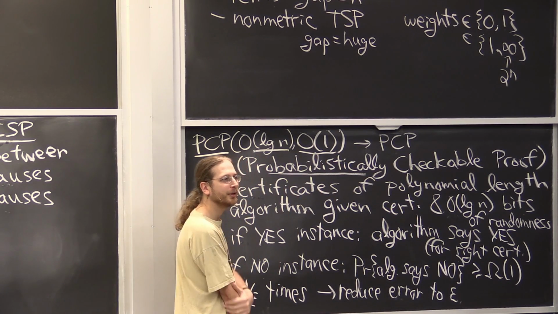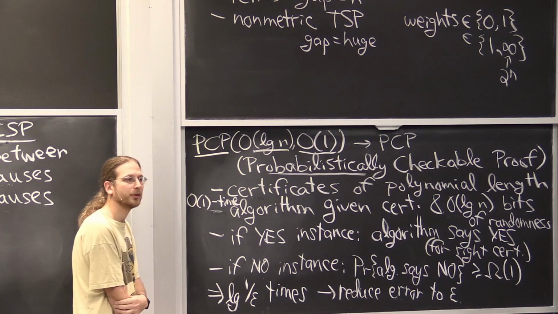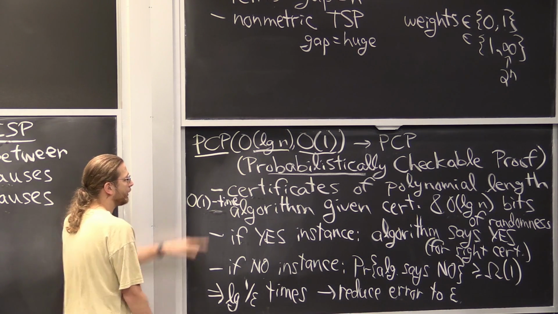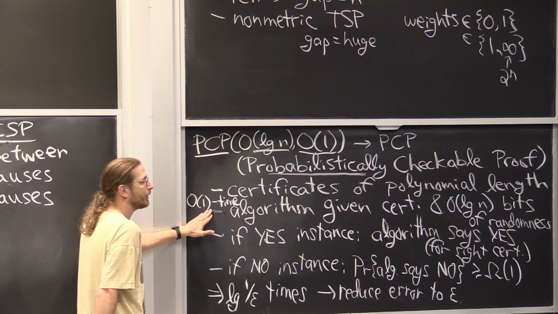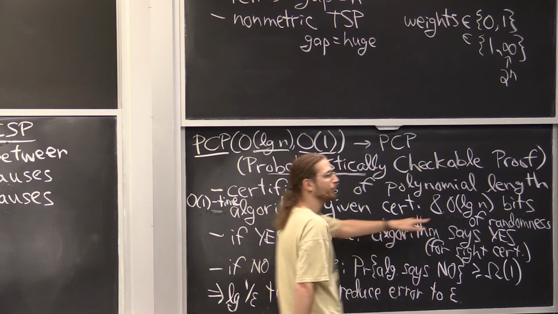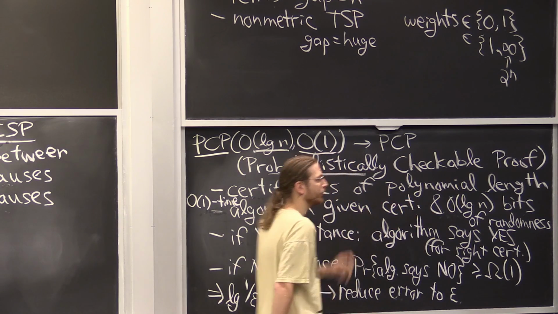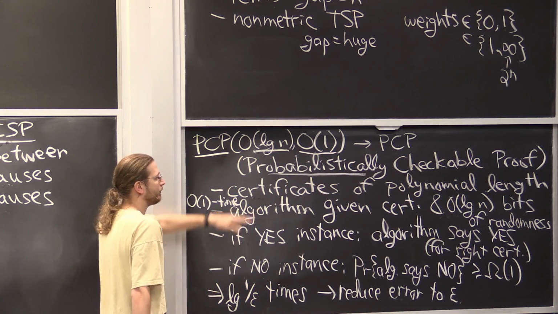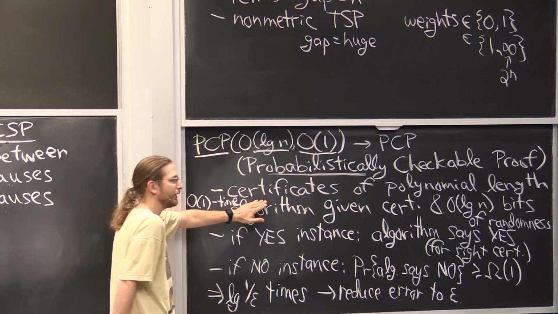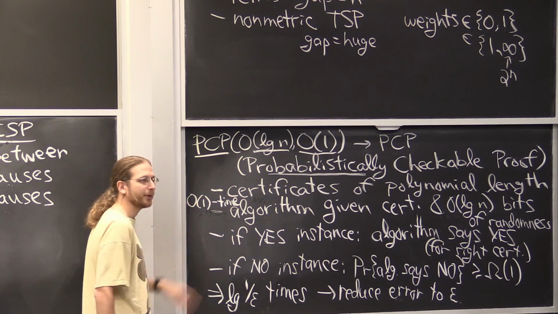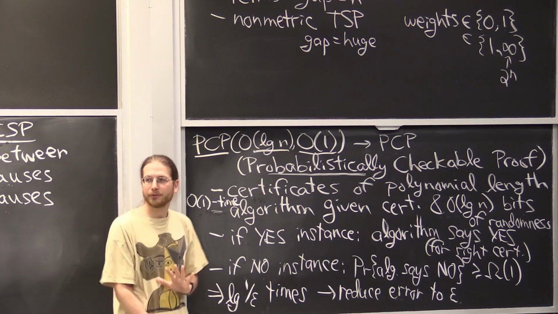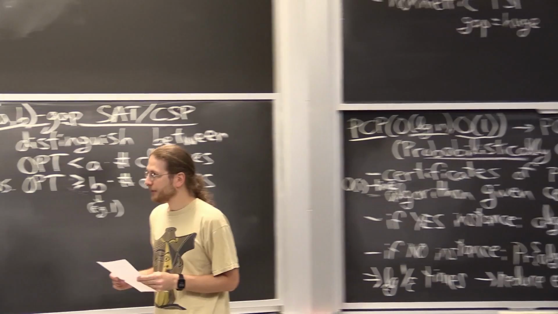If the verifier runs in constant time, can you even read all his randomness? So this is constant time in a model of computation where you can read log n bits in one step. So your word, let's say, is log n bits long. So you have enough time to read the randomness. Obviously, you don't have time to read the certificate because that has polynomial length. But yeah, constant time. Cool. Other questions? So that is the definition of PCP.